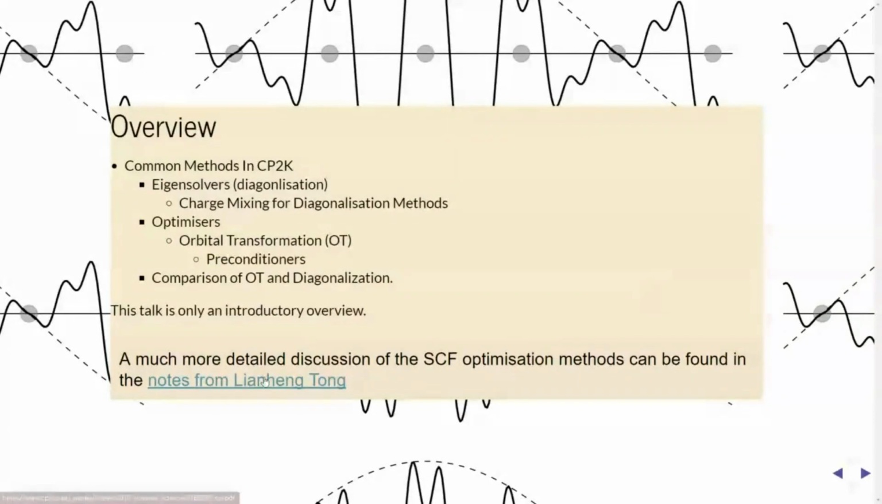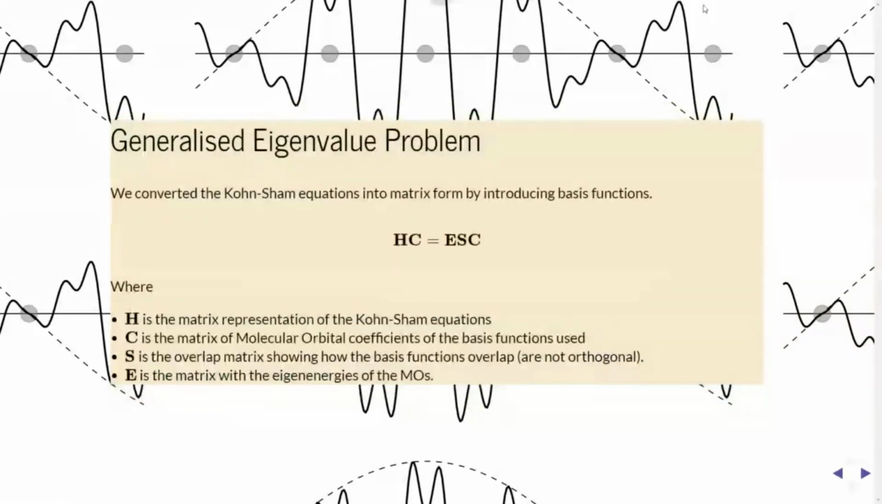I will fly through this. If anyone is really interested in the OT method, some of the maths behind it, there's some quite detailed notes from Yang Heng that are linked in. So we're solving this generalized eigenvalue problem. This C matrix, which contains the eigenvectors, they are our wave functions, our Kohn-Sham functions, which tell us where the electrons would like to be, and E is a diagonal matrix with the eigenvalues of the molecular orbitals.